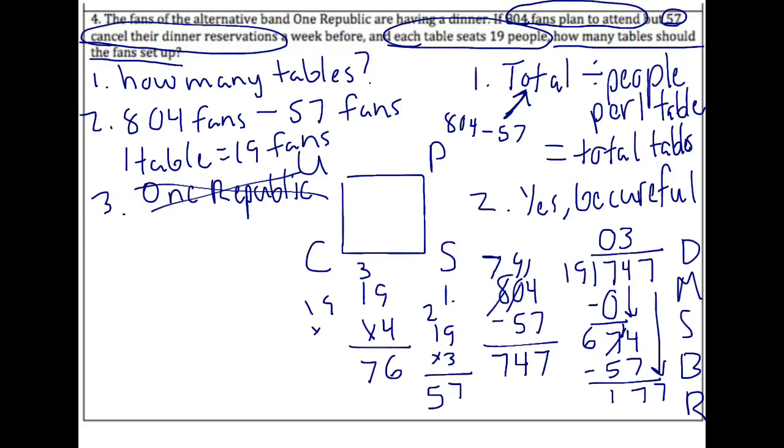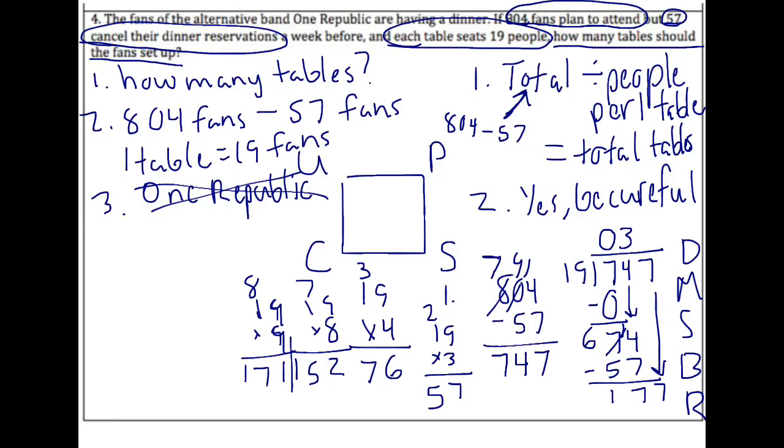I'm going to try 19 times 8. So 8 times 9 is 72. 8 times 1 is 8, plus 7, 15, 152. See if I can go one more. So let me do 19 times 9. 9 times 9 is 81. 9 times 1 is 9, plus 8 is 17. Okay, so 171. If I do 10, I know it's going to be 190, which is too much.